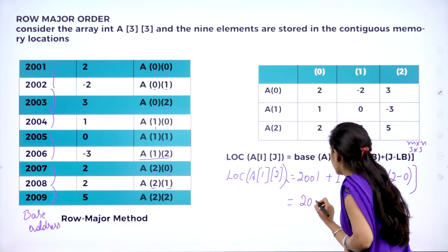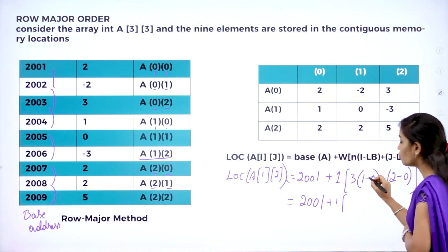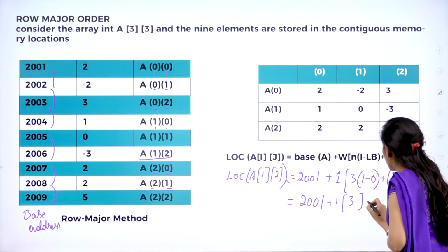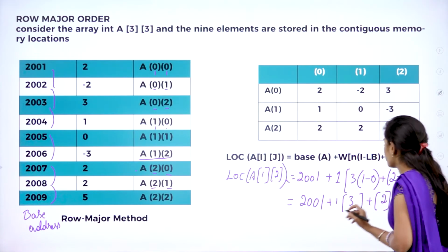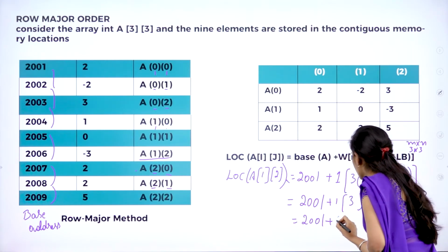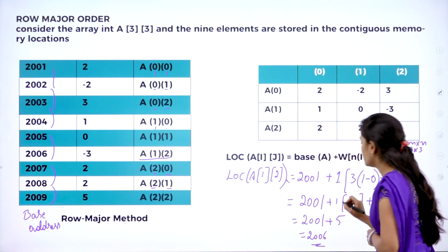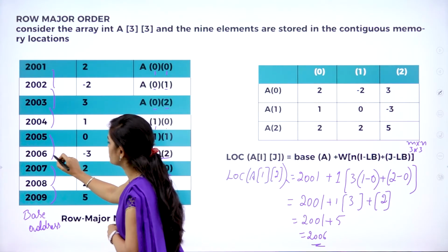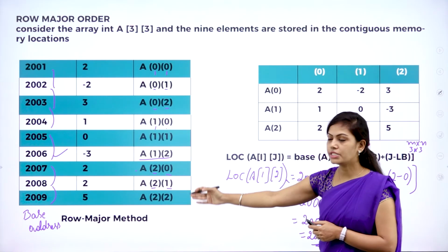Find the address of the memory location 1 and 2: 2001 plus 3 into 1 minus 0, plus 2 minus 0. 1 minus 0 is 1, 3 into 1 is 3, and 2 minus 0 is 2. So 2001 plus 3 plus 2 is 5. 2006 is my address of this memory location A of 1 and 2. So the address of this memory location is 2006. This is the representation of row major order.